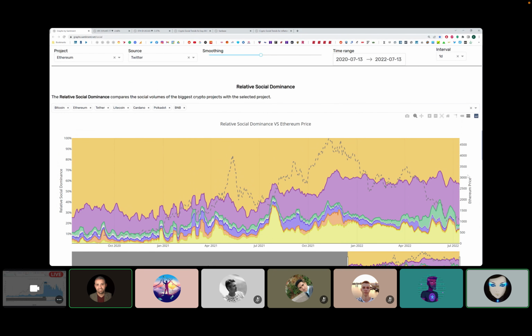Moving on, so relative social dominance is super interesting. This basically is just taking around 7 or 8 of the top assets and showing in a 100% scenario where 100% is all of this discussion on those top 7 or 8 assets altogether, no matter whether it's a small amount or a large amount, it's always going to equal 100%. And it's comparing how much proportion each asset makes up of that 100%.